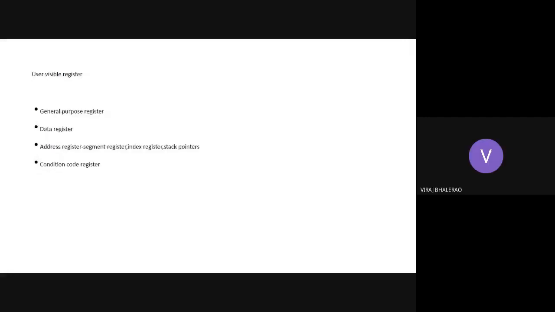Is this clear up till here? Yes, ma'am. So, which are the registers of 80386? User visible registers and control and status registers. Which are user visible? General purpose register, data register, address register, and condition code register. Which are control and status registers? Program counter, instruction register, MAR, that is memory address register, and MDR, which is memory data register.